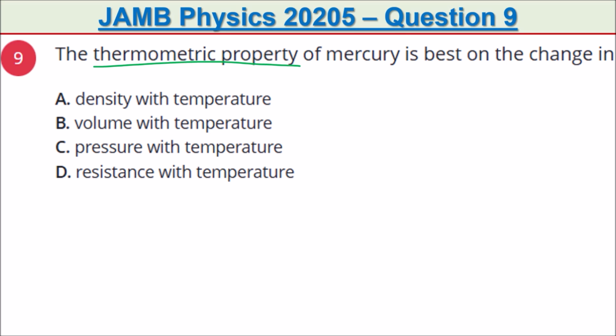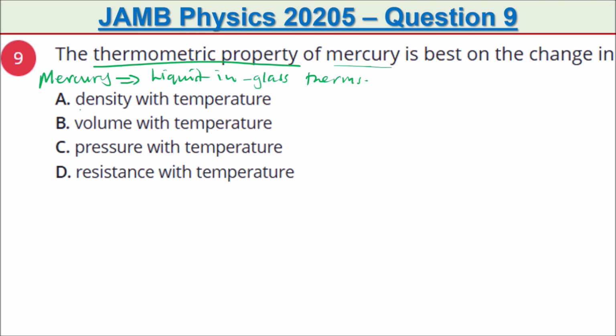Now, this is thermometric property of mercury. Now, remember, mercury is used as a working liquid in liquid in glass thermometers. So mercury is the working liquid in glass thermometers. So they are saying, what is the thermometric property of mercury which is best in this particular application?